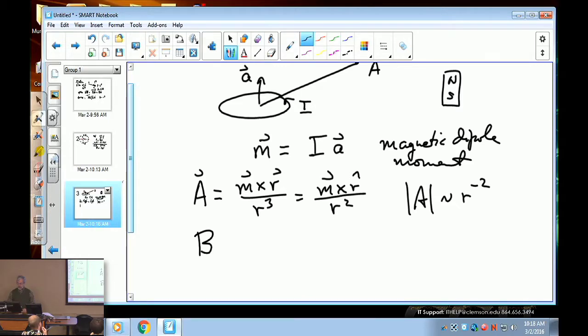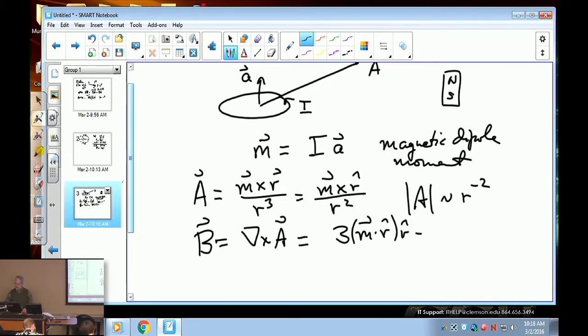And then B, you can obtain by taking the curl of A, which takes a little bit of work, but after you do that, and after simplifying some, you find that it has a very interesting form, which is very reminiscent of the E field. In fact, it looks mathematically the same, substituting M for P. So we have this magnetic dipole moment. We can increase it by increasing the current or the area of the loop.